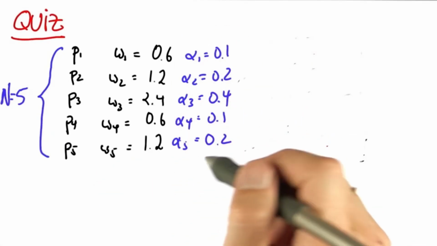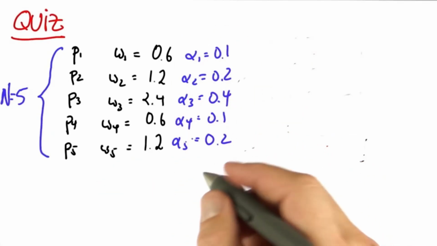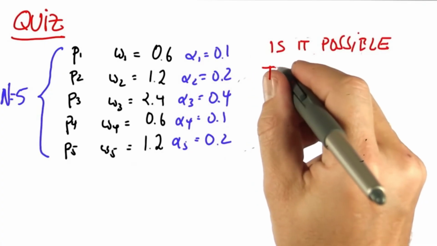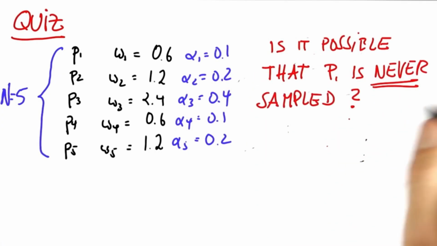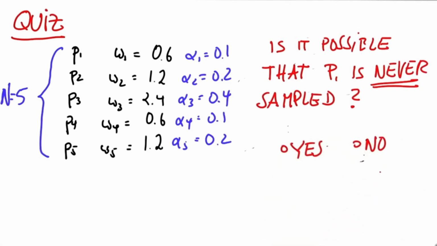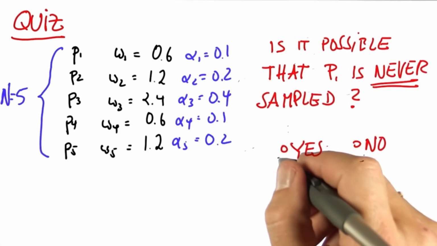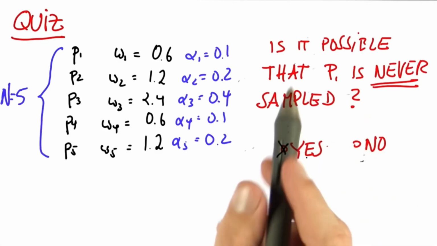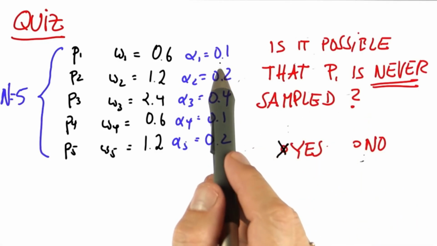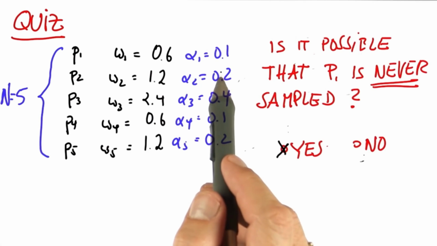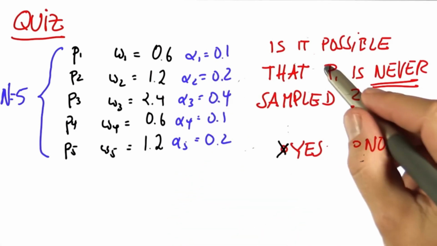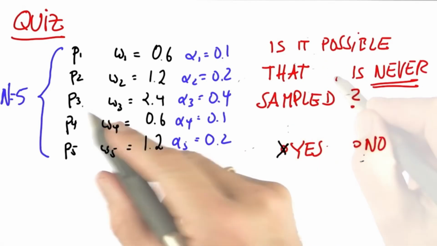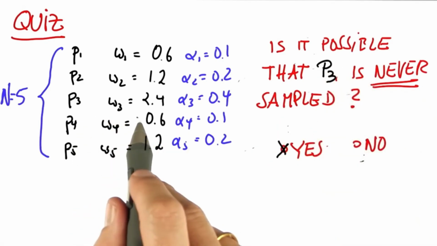So let me make these alpha values explicit and ask you another question. Is it possible that P1 is never sampled in the resampling step? Yes or no? Please just check one. And the answer is yes. In the random resampling process, something with an importance weight of 0.1 is actually quite unlikely to be sampled into the next data set.